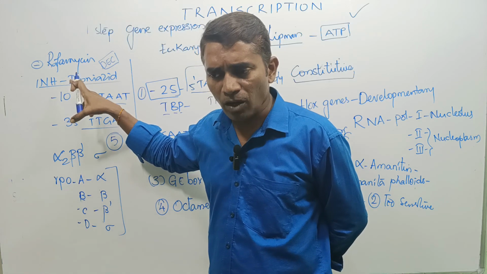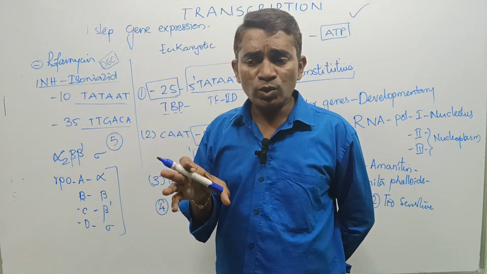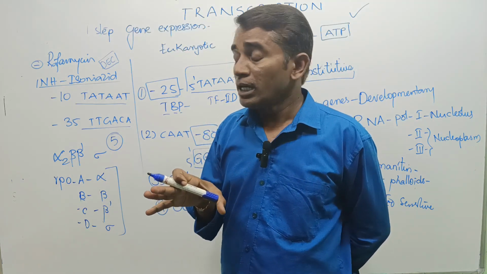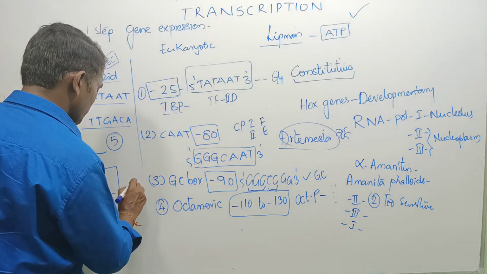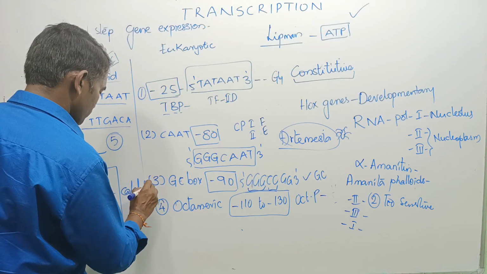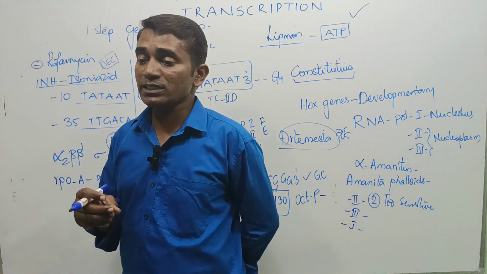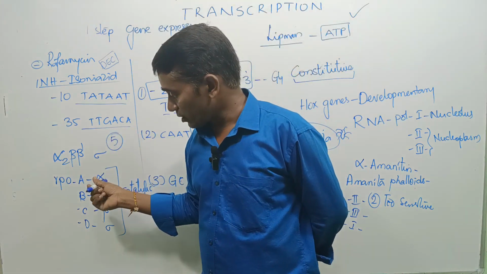Rifamycin inhibits RNA polymerase. Even isoniazid also inhibits RNA polymerase. Where? The beta subunit. The beta subunit is the catalytic subunit. Right, this is the catalytic subunit in the case of prokaryotic organisms.